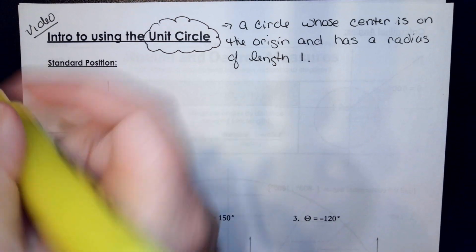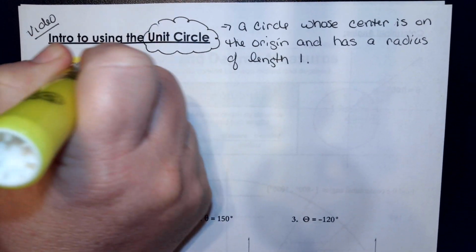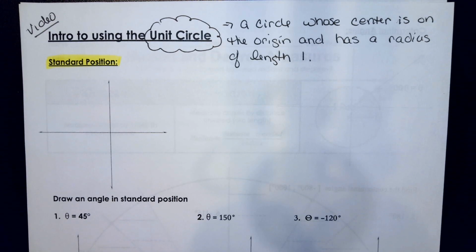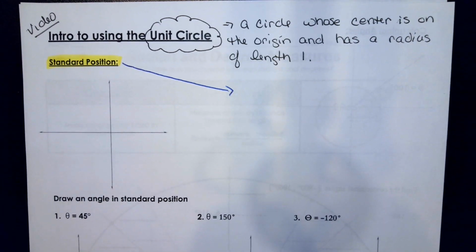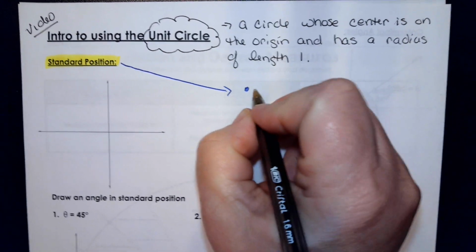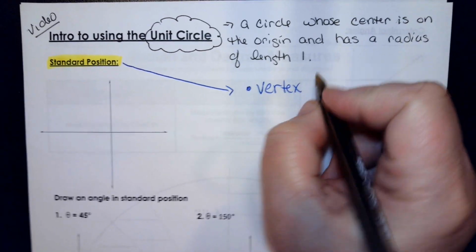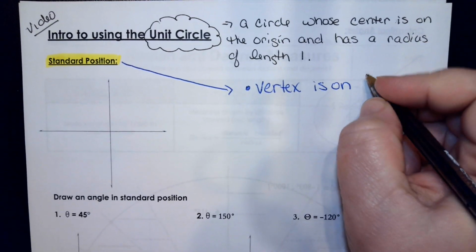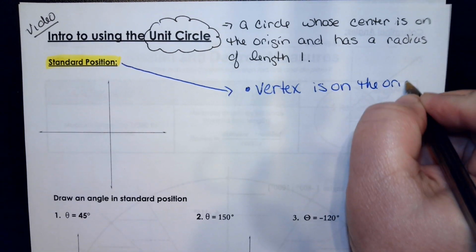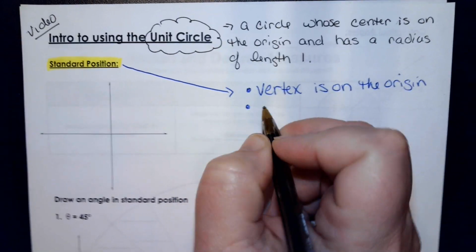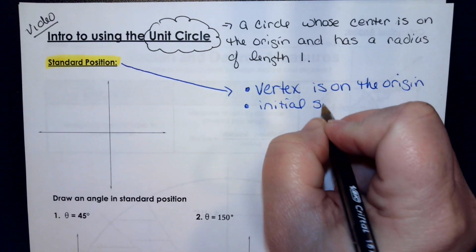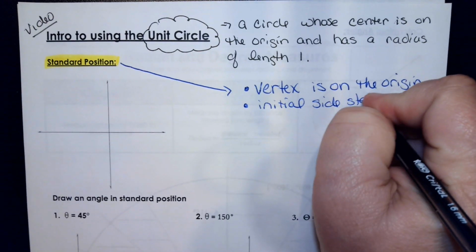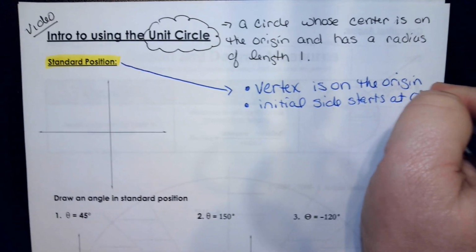Alright, our first vocabulary word that we're going to look at today is an angle in standard position. What exactly is an angle in standard position? Well, angle in standard position has two characteristics. The first one is that the vertex is on the origin, and our second characteristic is that the initial side starts at 0 degrees.